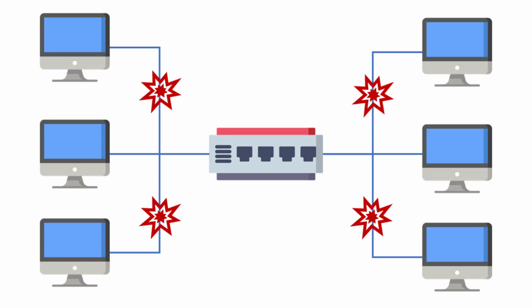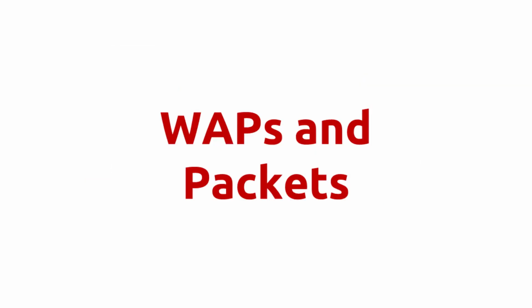This is a major problem for big organizations because this method can't scale. To lower the chance of these collisions, you need to use switches. We'll talk about this in the next lesson. WAPs and packets.